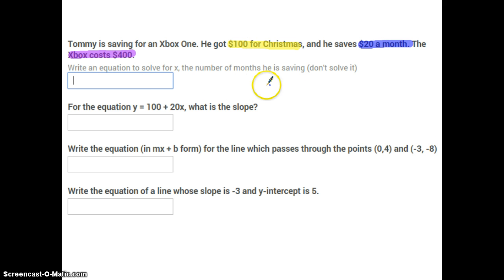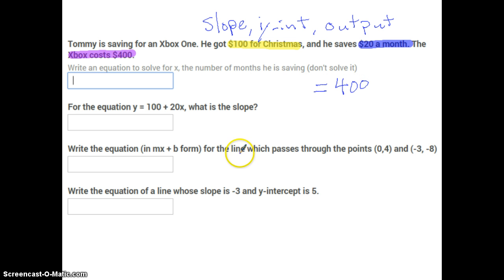All right, I need to figure out which one of these is the slope. That's how much the money changes every month. So think about change. How much is the intercept, or the y-intercept? That's how much money he started with. And what was the output of the function? One of these numbers is the slope, one is the intercept, and one is the output. The Xbox costs $400, so that's definitely the output. I'm trying to save up until it's equal to 400. And I start with $100, and I don't get more of my Christmas money every month.